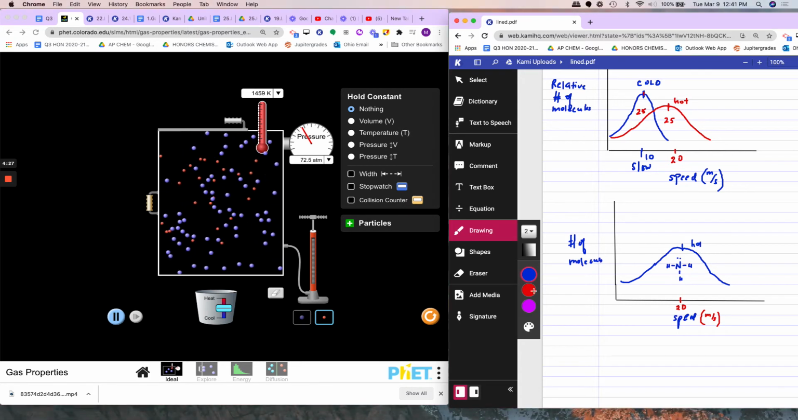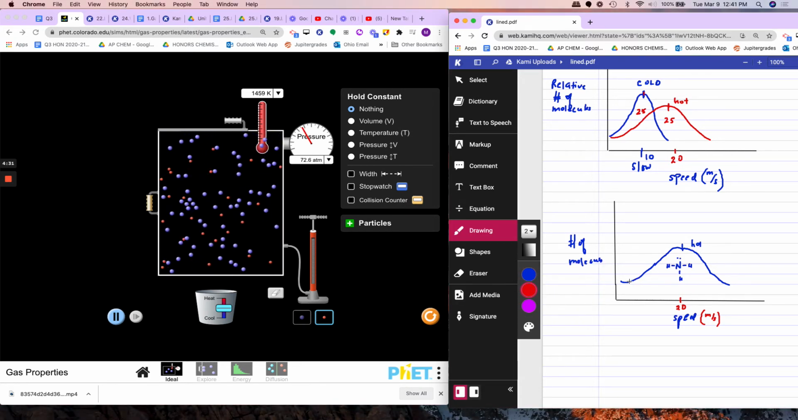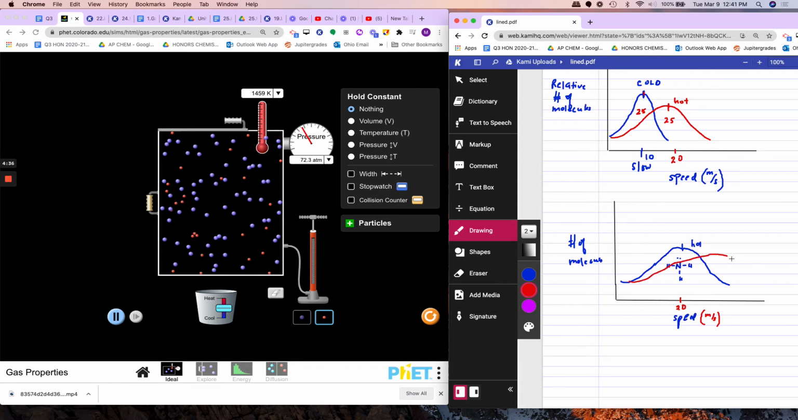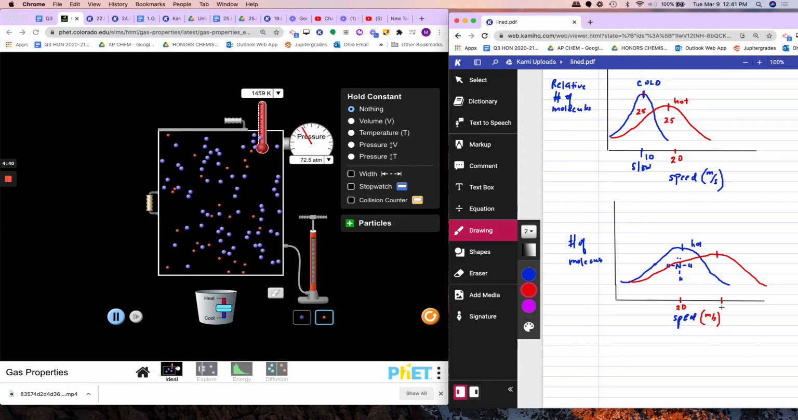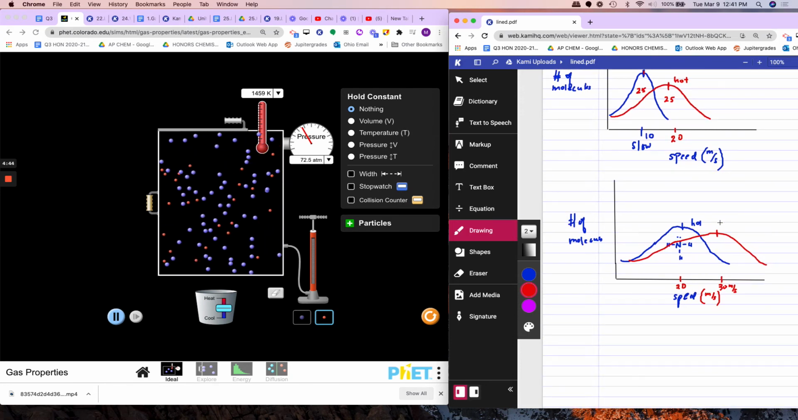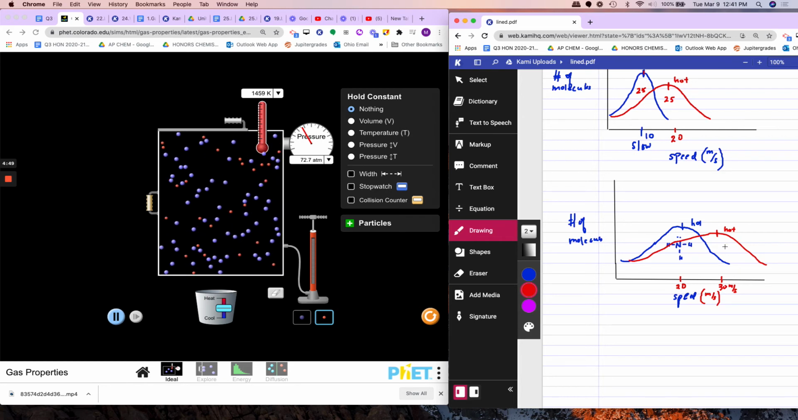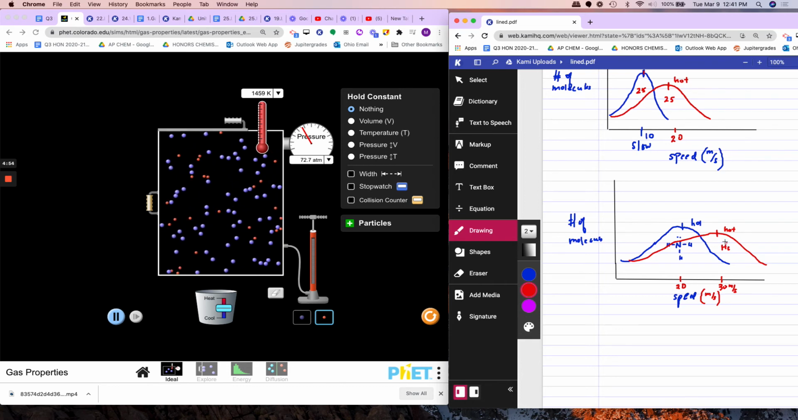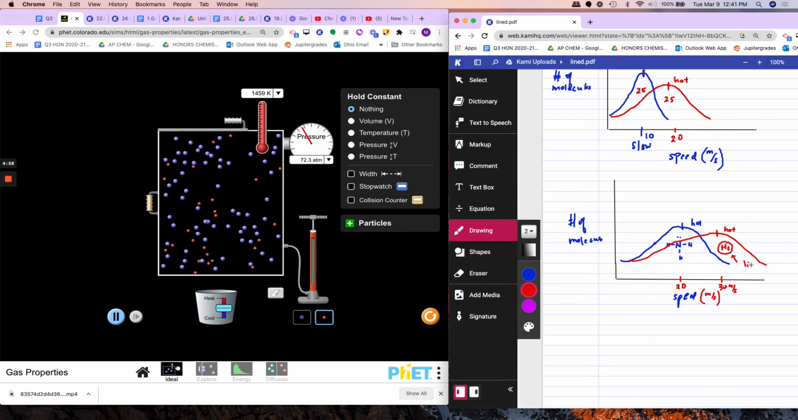I'm not changing the temperature. 1,459 Kelvin. The temperature is the same for the red molecules, but it's moving faster. So the average velocity is going to be faster. Let's say 30 meters per second. Okay, so this is still hot, same temperature, but instead of NH3, it's a smaller molecule. Let's say it's helium. Helium is just one atom. Okay, notice helium is really light.